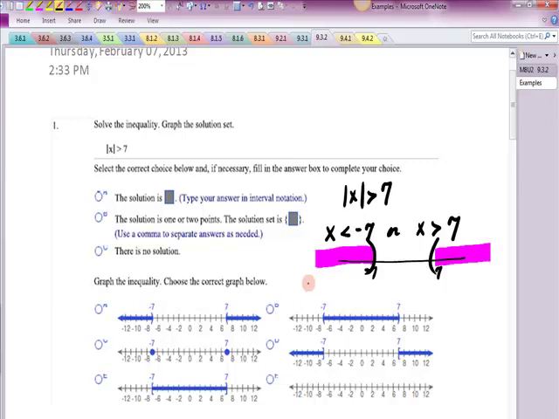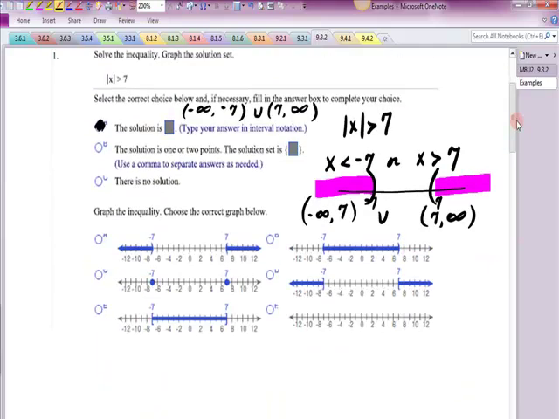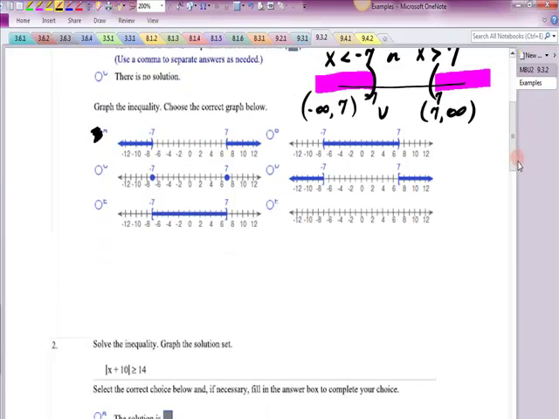In an interval, this is negative infinity to negative 7, union with 7 to infinity. You get the symbol infinity and negative infinity from your toolbar. So the first answer will be negative infinity to negative 7, the union symbol, 7 to infinity. So that choice, and whoops, it is the extremes, so it is this one, because it does have the parentheses. Okay, let's look at another one.